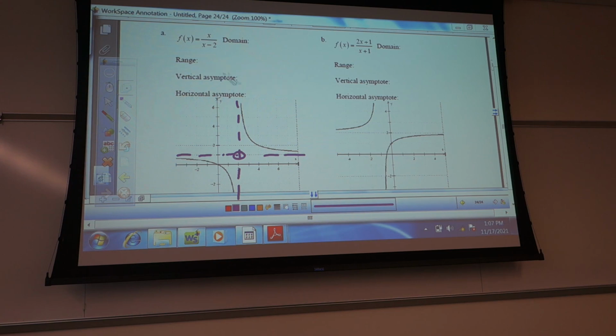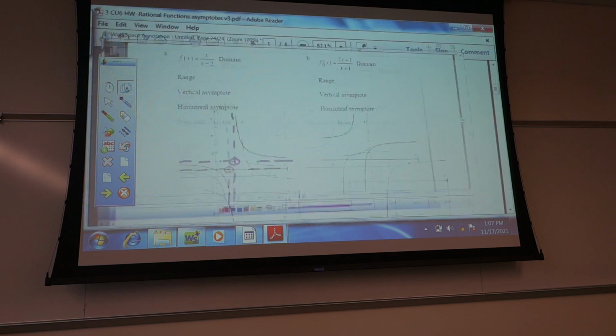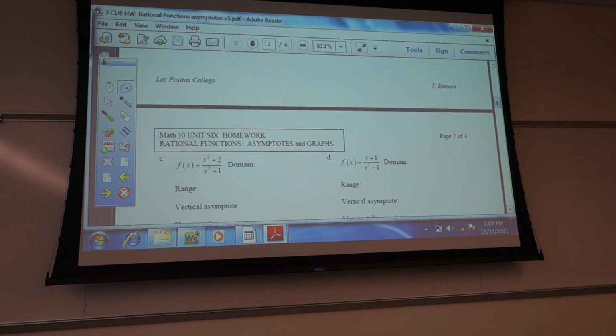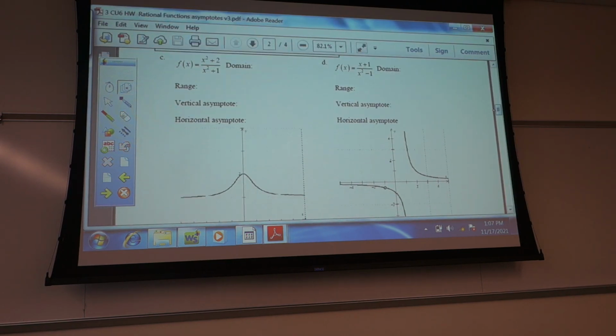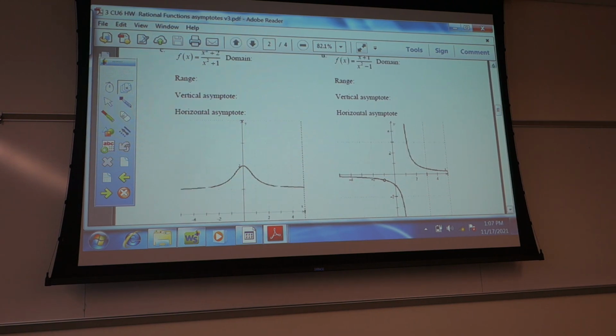So this is just finding your range. Figure out what your range is, what the vertical asymptote is. Figure out your domain, your range, vertical asymptote, and horizontal asymptote. This is just what we're doing in the first handout. That first one is fairly straightforward. The second one, same stuff. This is just review.